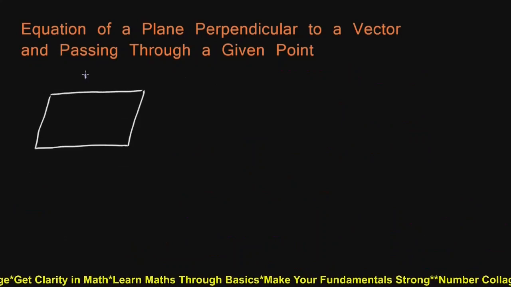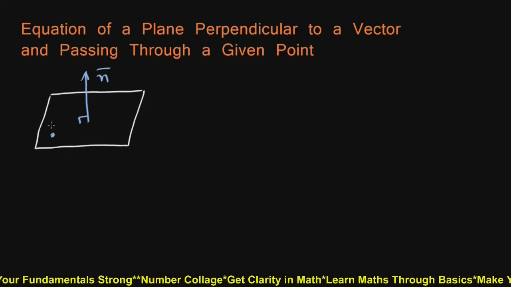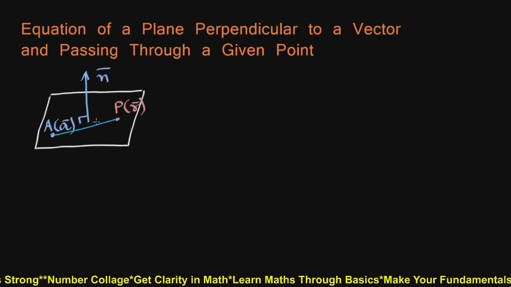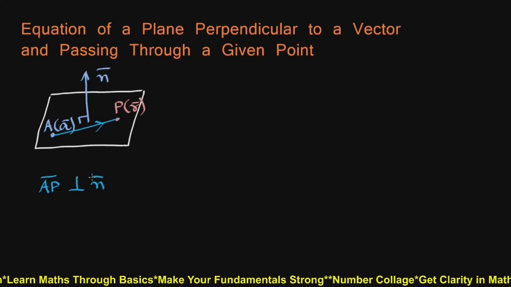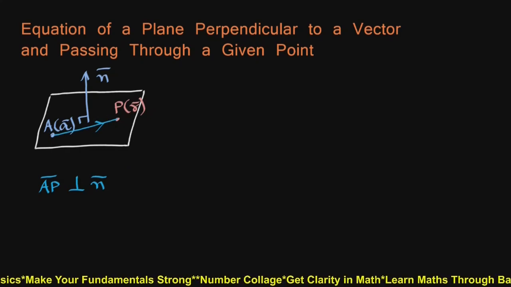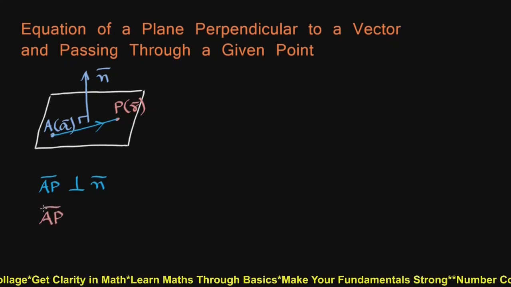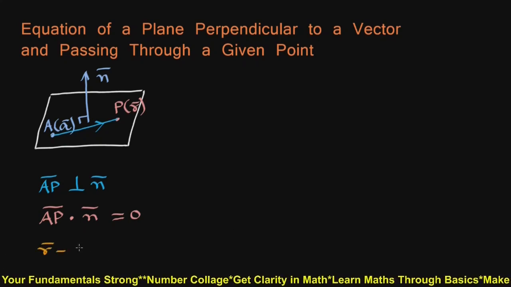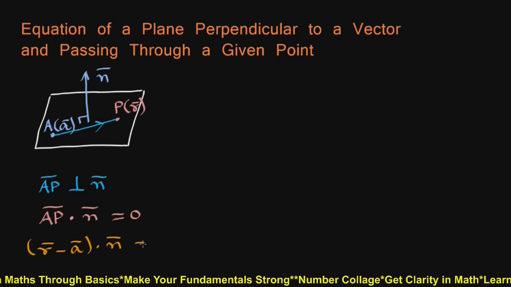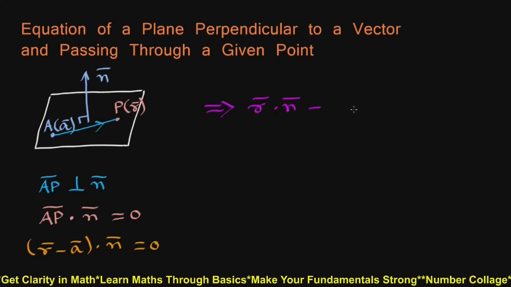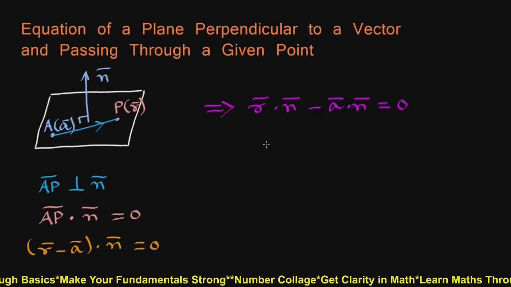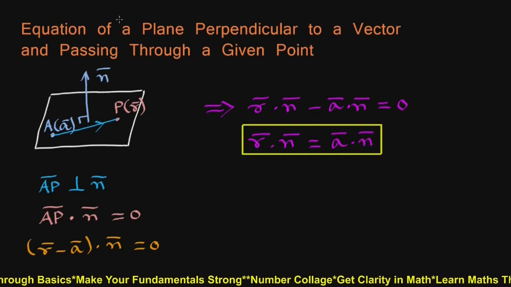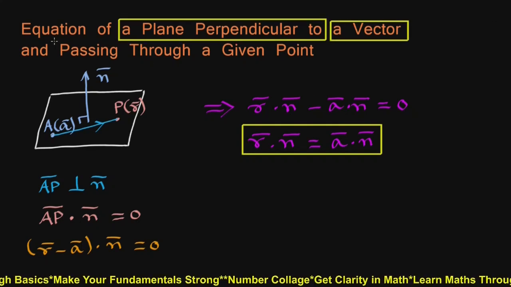This is a plane perpendicular to a normal vector n bar and passes through a point A whose position vector is a bar. Now for an arbitrary point P with position vector r bar, vector AP bar will be perpendicular to normal vector n bar, because vector AP bar lies entirely in the plane. So their dot product AP bar dot n bar will be 0, but AP bar is nothing but OP bar, that is r bar, minus OA bar, that is a bar, dot n bar equals 0. That implies r bar dot n bar minus a bar dot n bar equals 0, or r bar dot n bar equals a bar dot n bar. So this will be the equation of a plane perpendicular to a vector n bar and passing through a given point A.